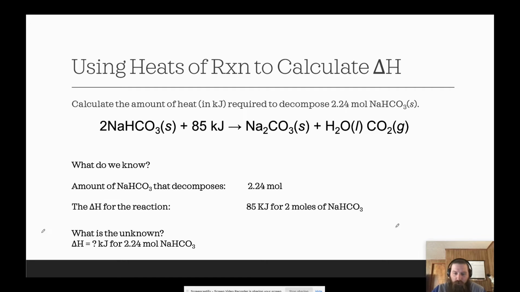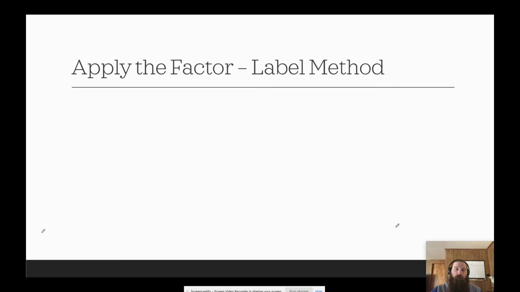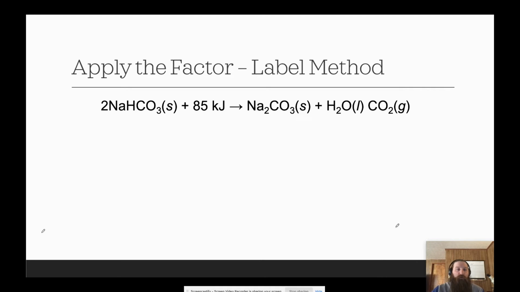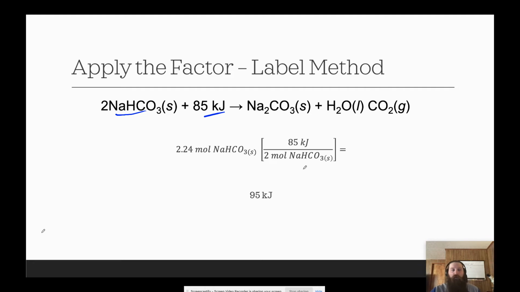So how do we solve this? How do we answer this question? Well, same thing we do pretty much everything. We're going to use the factor label method. So here's our equation. We know that we have 2.24 moles of sodium bicarb. For every 2 moles, we use up 85 kilojoules. There is the conversion. 95 kilojoules is my answer. There we go. Pretty simple, straightforward math. One conversion there, just like we've done many times before.